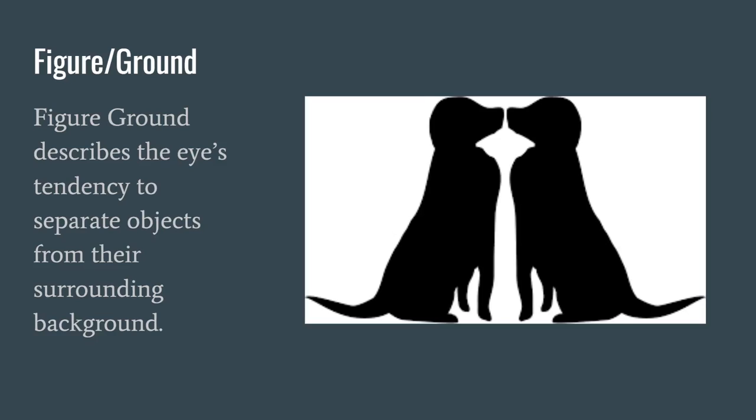And finally, figure ground. If you focus on the white as the background and you focus on the black as the foreground, you're going to see 2 dogs looking at each other. But if you do a little mental trick with your brain and instead you focus on the white as the foreground and think of the black as the background around it, then you're going to see the Space Needle in Seattle. So figure ground is the eye's tendency to separate objects from their surrounding background.